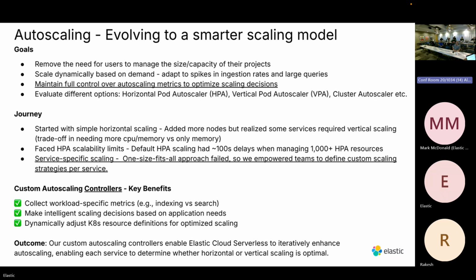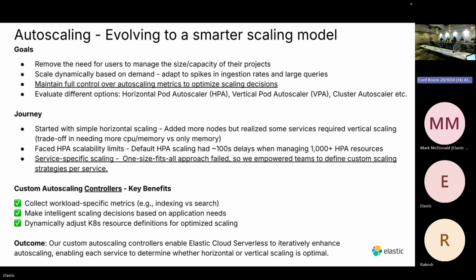So you start realizing that for each of those tiers, you need a different set of heuristics and metrics to actually auto scale, right? And with custom auto scaling, what we also get is that we can make intelligent scaling decisions based on each of the workloads. So even in indexing, you can have multiple different services running on top of the indexing tier. You don't want the same set of solution that works for all of those services, right?